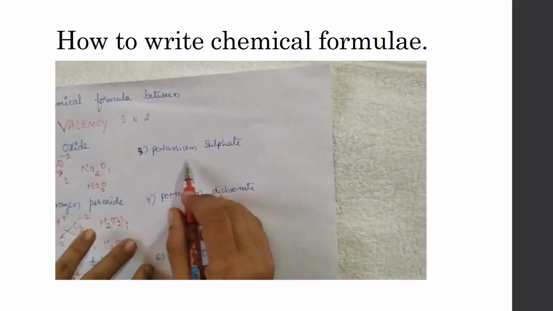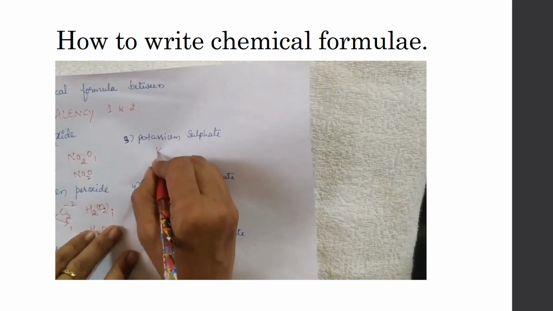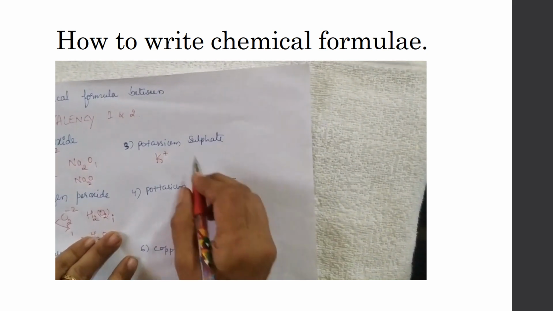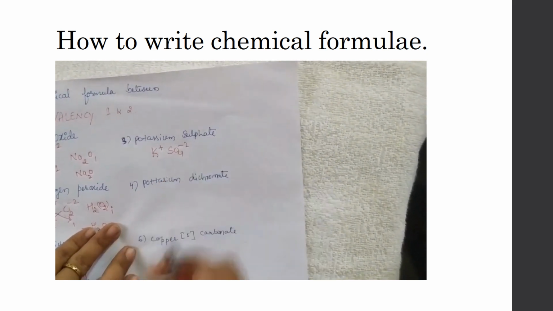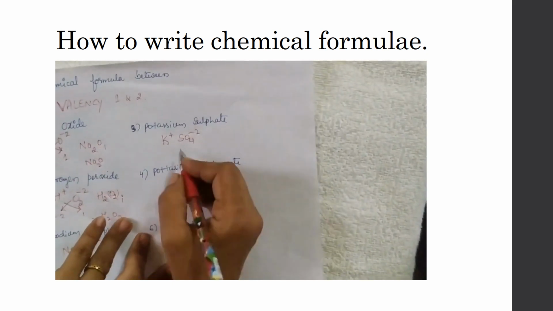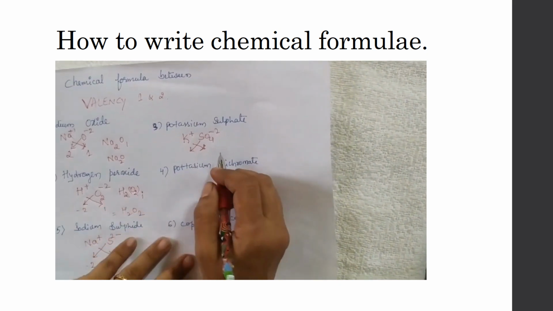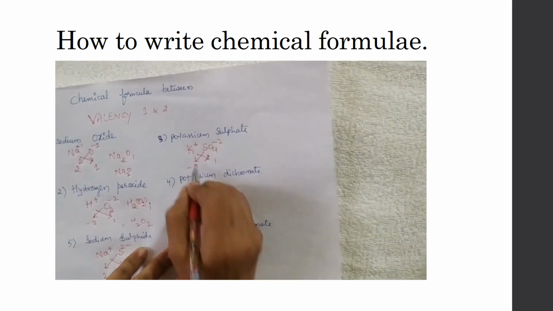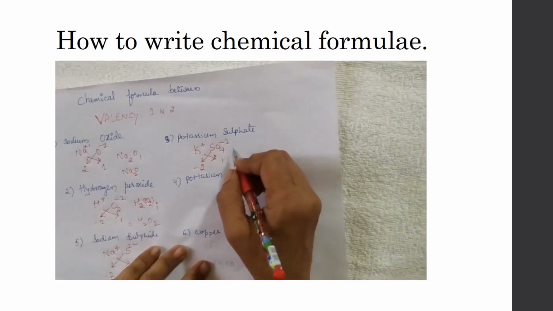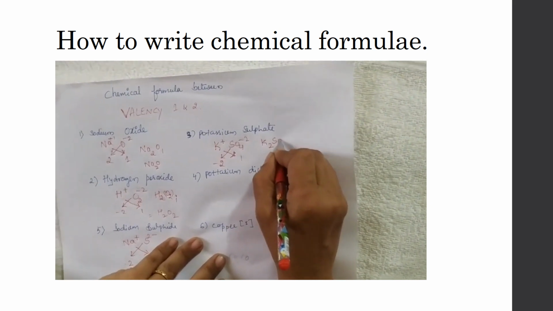Next, potassium sulfate. Formula for potassium will be K plus. Sulfate is SO4 minus 2. Now again we will exchange the valencies for this also. K1, SO4 minus 2. Thus, we can write like this, K2SO4.